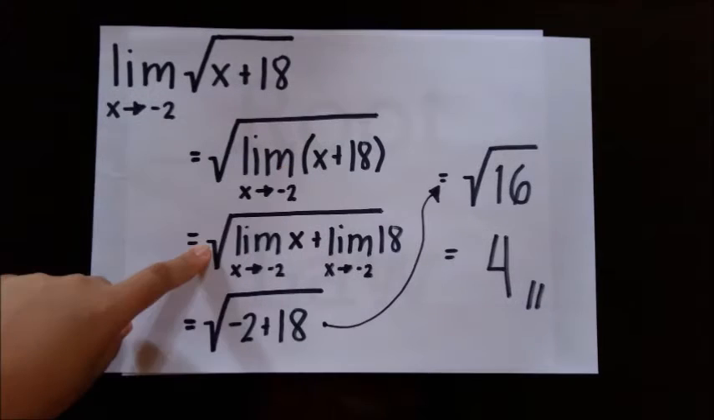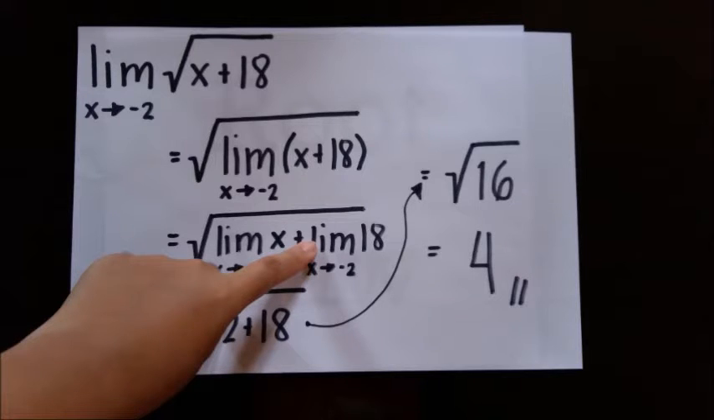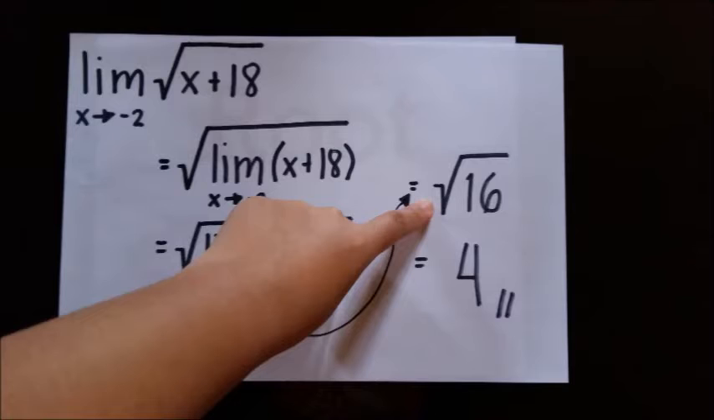So, it would be the square root of the limit of x as x approaches negative 2 plus the limit of 18 as x approaches negative 2. After that, we're going to apply the identity law for the first term and the constant law for the second term. So, it would be the square root of negative 2 plus 18. Negative 2 plus 18 is equal to 16. The square root of 16 is 4. The final answer is 4.